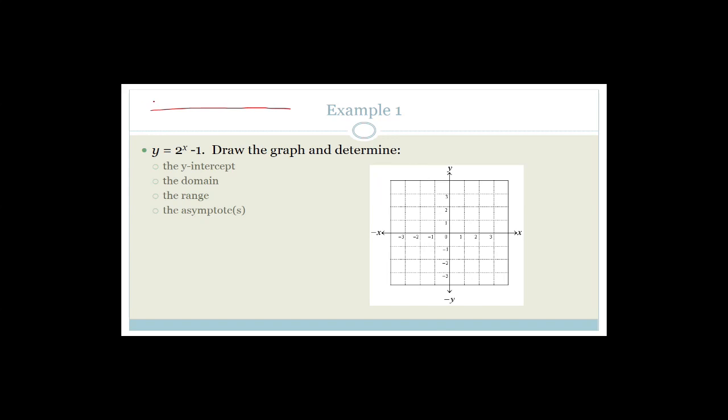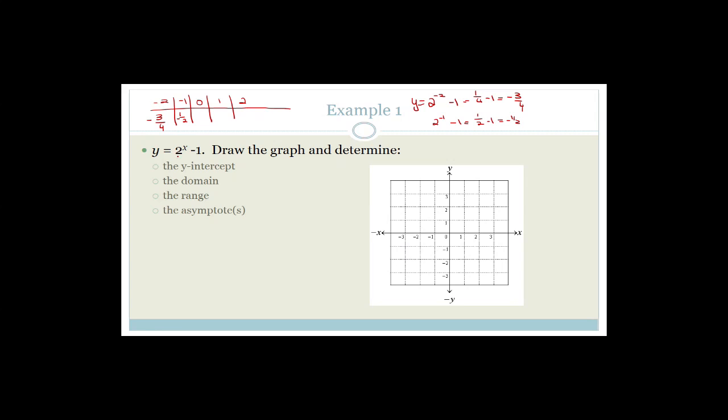and I'm going to go minus 2, minus 1, 0, 1, 2. You guys can choose other points. I'm just using these to make my life easy. So when x is minus 2, y is going to be 2 to the minus 2 minus 1. 2 to the minus 2 is a quarter. Minus 1 is minus 3 quarters. When x is minus 1, we get 2 to the negative 1 minus 1. That's a half minus 1, which is minus a half.